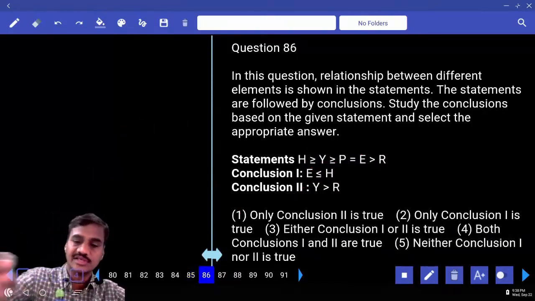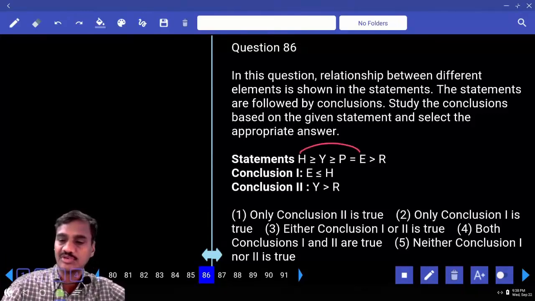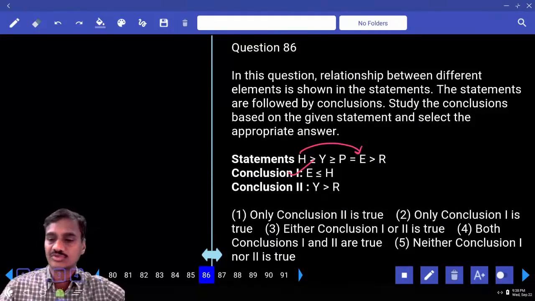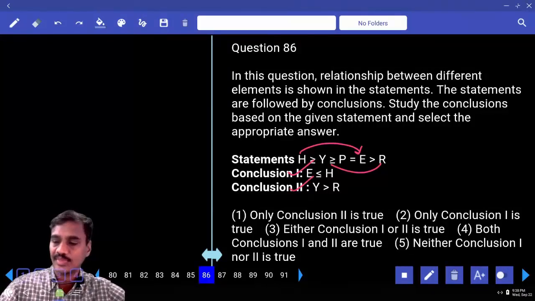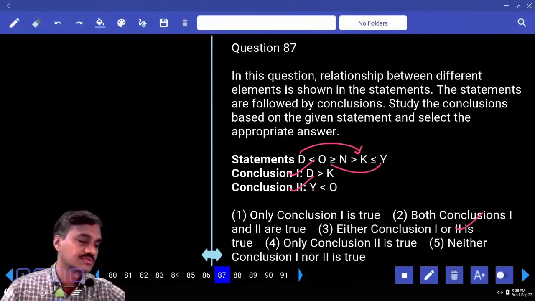Then 86, E and H. Now H is here, E is here, between these two, H greater than or equals to E. E lesser than or equals to H. And next one, Y and R, which symbol is common? Greater. Hence both the conclusions are true. Both 1 and 2, choice for 86.